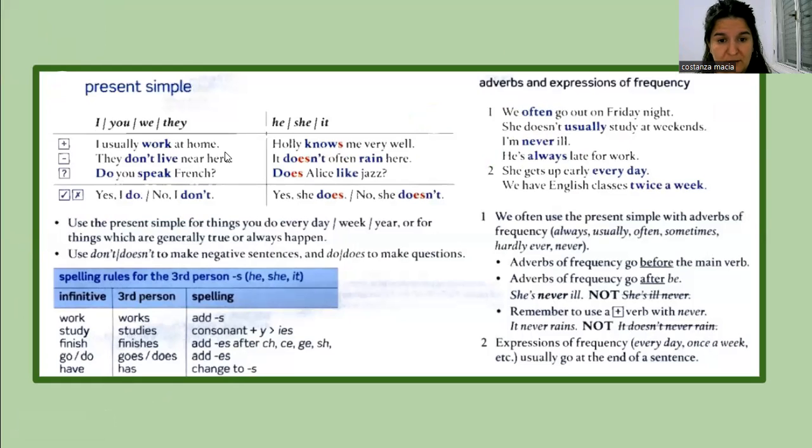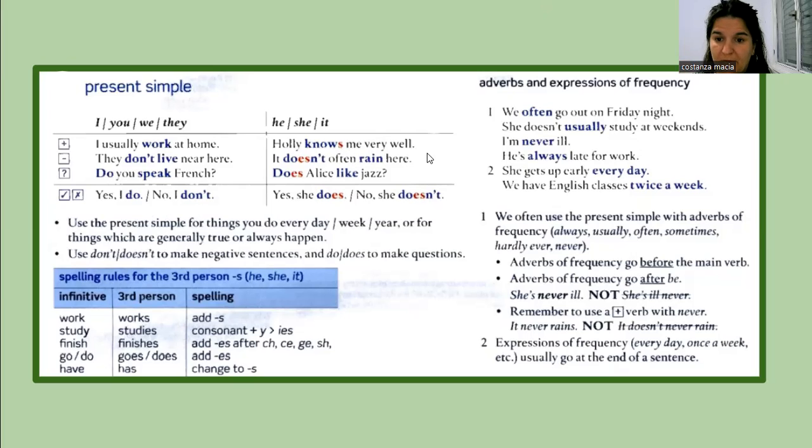I usually work at home. They don't live near here. Do you speak French? Yes, I do. No, I don't. Then we have the third person in the singular, he, she, or it. In this case, the verb carries an S.